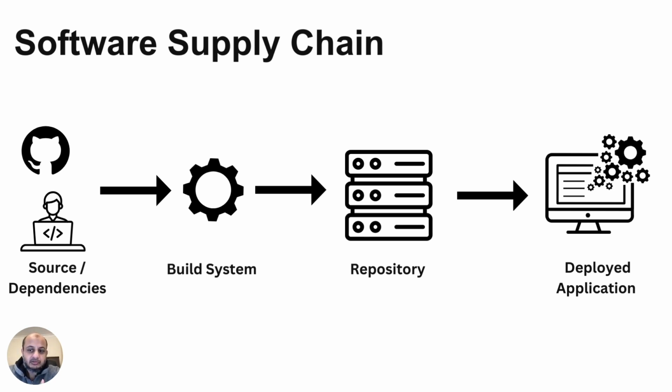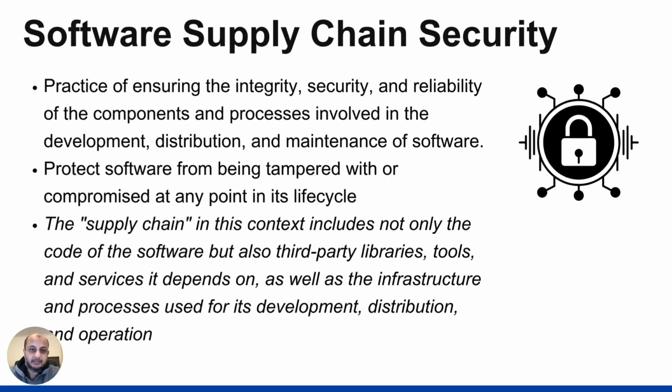I'm just trying to make you understand that software is usually developed by multiple individuals who might be part of multiple different organizations. Over time, thousands of people may have contributed to a particular piece of software. So you need to make sure that you understand where the security issues might come in. And this is where software supply chain security comes in. This is making sure of the integrity, security, and reliability of the components and the processes that are involved in the development, distribution, and maintenance of software.